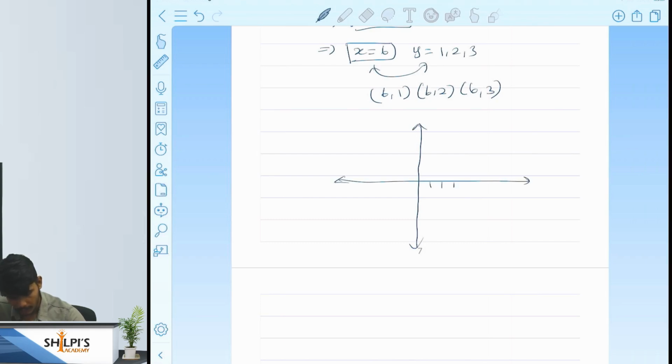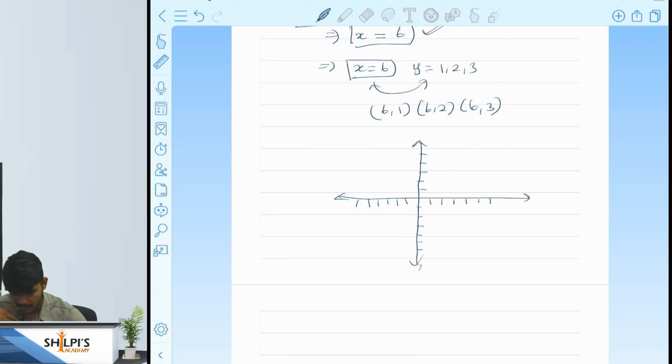1 2 3 4 5 6, 1 2 3 4 5, 1 2 3 4 5 6. 6 comma 1, where will it be? In x 6, in y 1, so it will be here, so 6 comma 1. Similarly 6 comma 2, 6 comma 3. If you take 6 comma 0, it will be here.